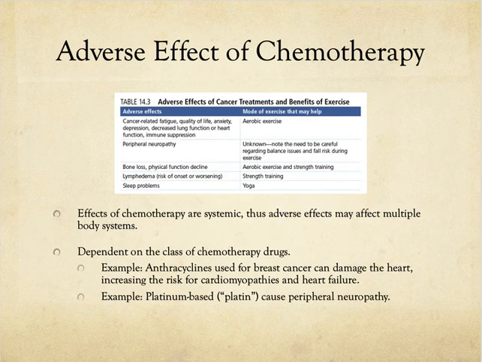The effects of chemotherapy are systemic, and thus the adverse effects may affect multiple body systems. The specifics of body systems affected and the nature of the changes vary according to the class of chemotherapy drugs. For example, anthracyclines are a class of drugs commonly used for breast cancer that damage the heart, increasing risk for cardiomyopathies and heart failure. By contrast, all the chemotherapy drugs that are platinum-based cause peripheral neuropathy that may be permanent. Table 14.3 provides more details on these effects and whether there is evidence that exercises can help with the issue.